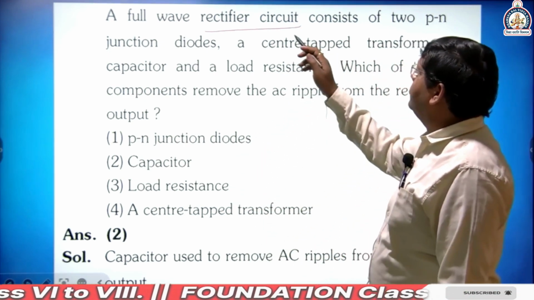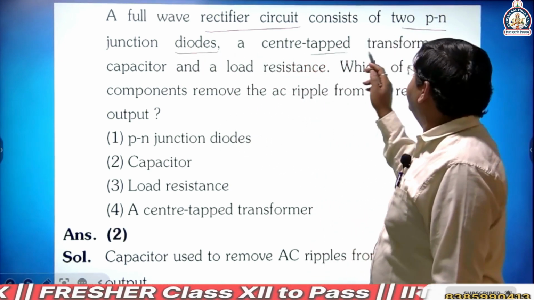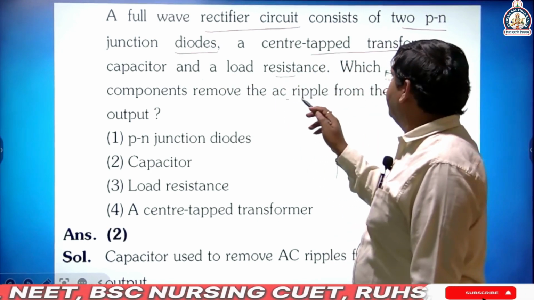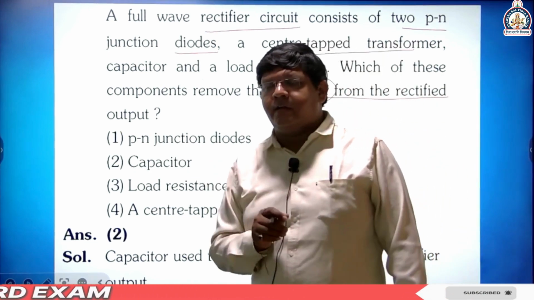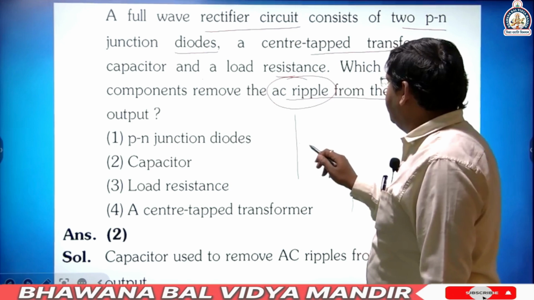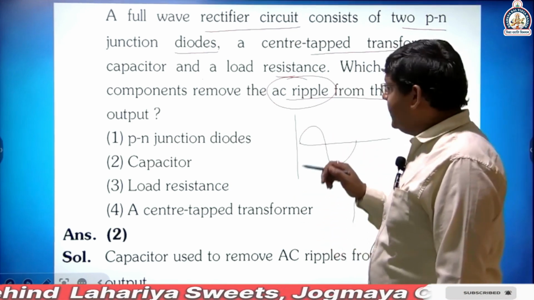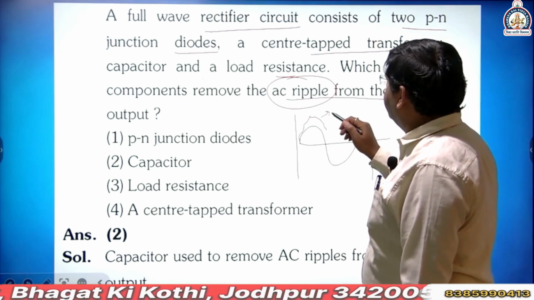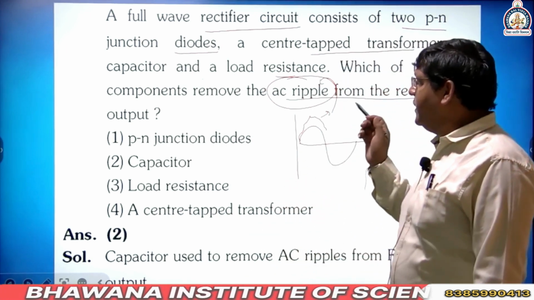According to the question, there is a full wave rectifier which consists of two PN junction diodes, a center tap transformer, a capacitor and a load. Which of the following components removes the AC ripple? A ripple means an unwanted signal. We know the waveform of AC is like this, but if the waveform proceeds like this, this is known as ripple. Ripple simply means unwanted waveform.